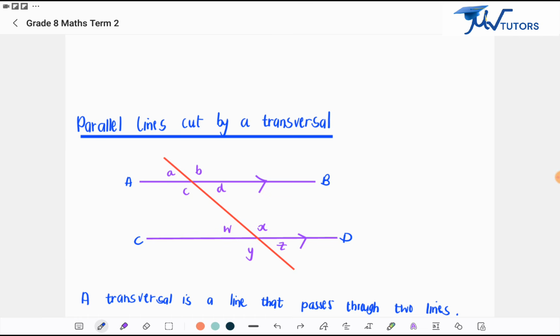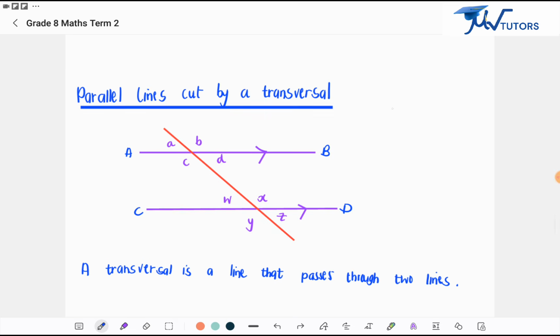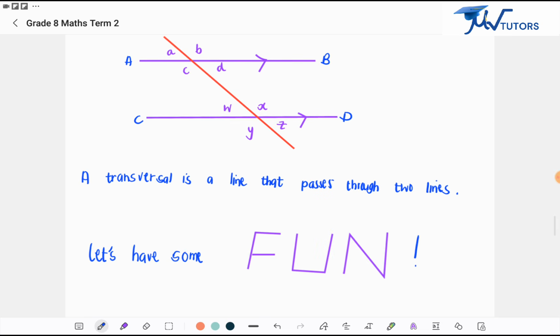Okay, now what is a transversal? A transversal is a line that passes through two lines. It can be any two random lines. They don't have to be parallel, but basically that. But in this case, we are referring to a transversal that cuts through two parallel lines. And it's important, like I said, we cannot use the knowledge about parallel lines in a fun way if we do not have a transversal. So we need that transversal. So let's have some fun.